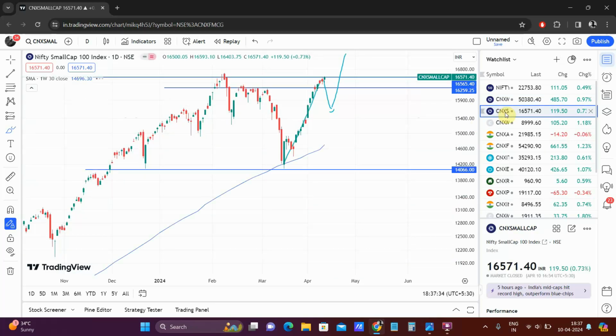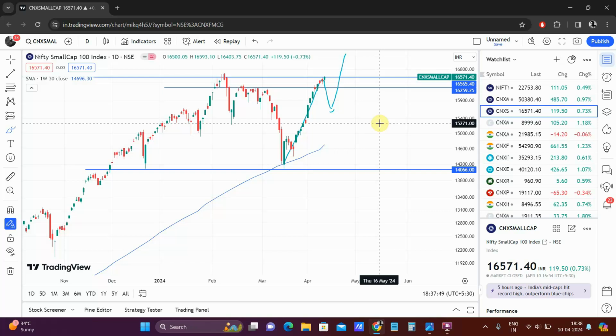Same happened with the small cap index. I was expecting a decent pullback and then a continuation, but like I said, it's in no mood for a consolidation. It is continuously moving higher. So looks like this is going to be broken.